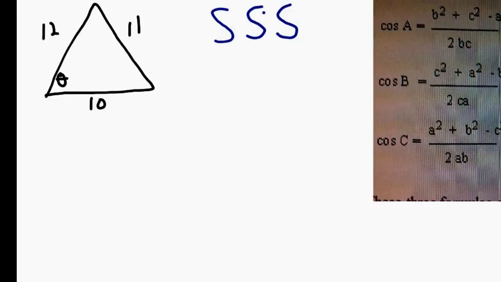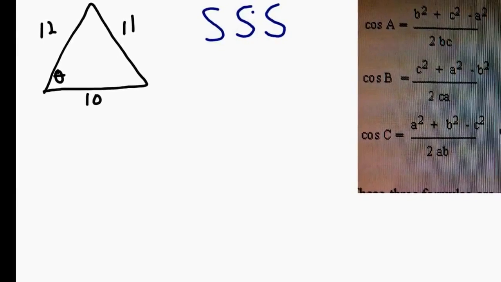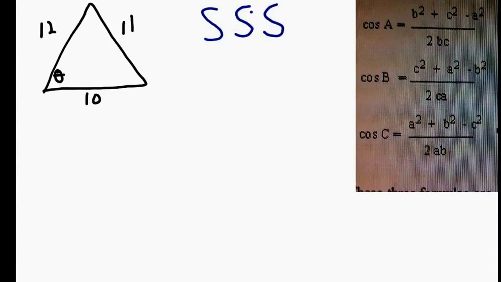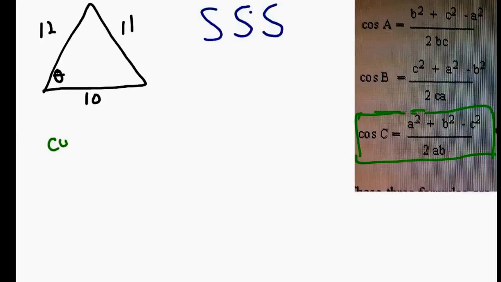Okay, let's try one now where we have side, side, side. So the three formulas I have on this page are all the same. They're exactly the same as what we just did, except they've been rearranged to solve for the angle. So let me just put the old one back on again, just to show you what I mean.